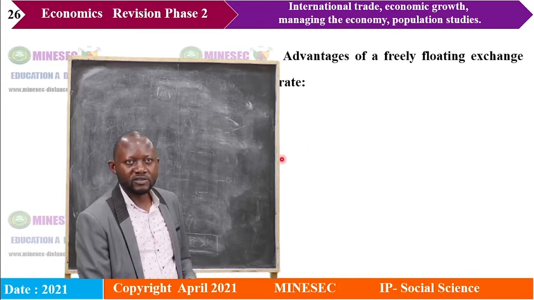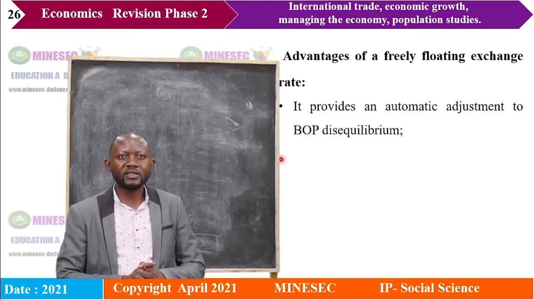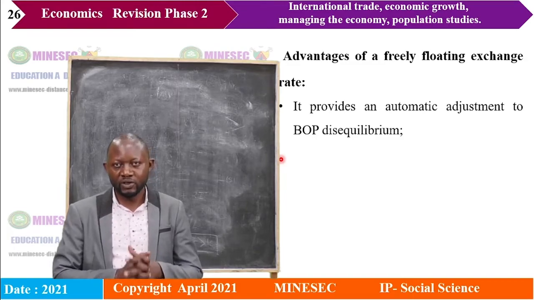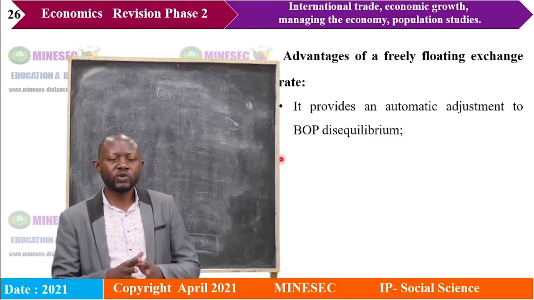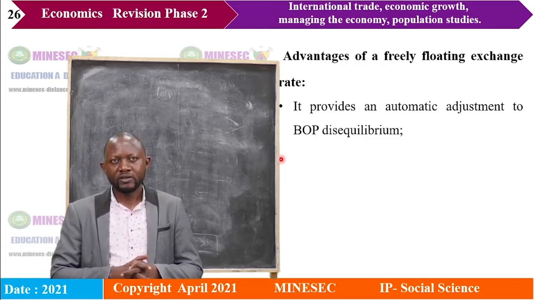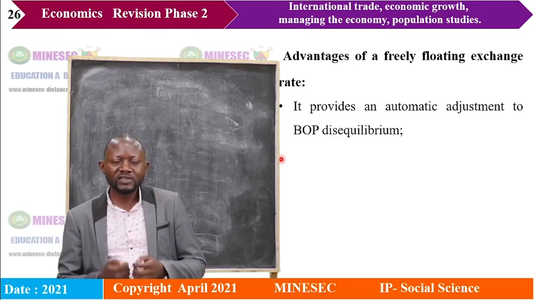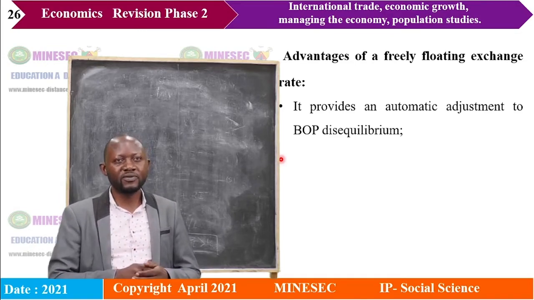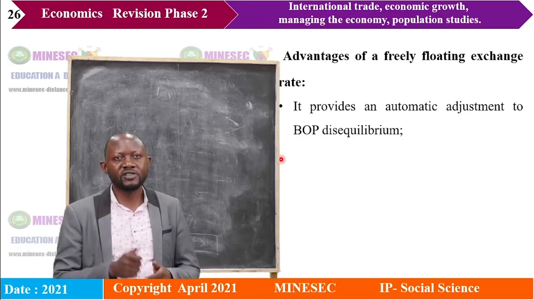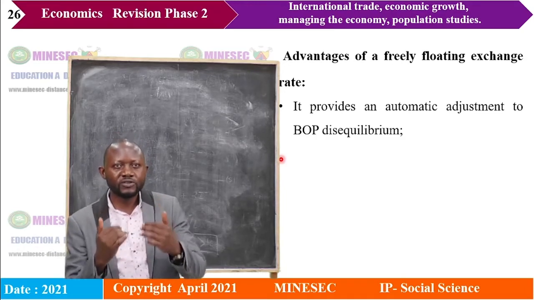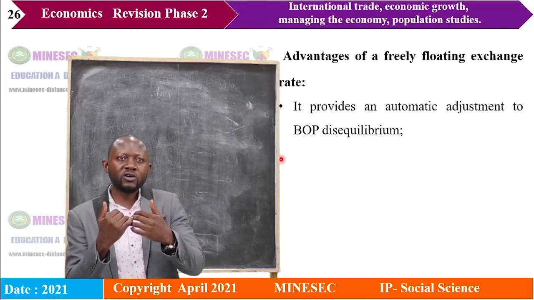Let's look at the advantages of a freely floating exchange rate. We'll start with the fact that it provides an automatic adjustment to balance of payment disequilibrium. Let's assume that the disequilibrium is a balance of payment deficit. The deficit usually occurs when we import more and export less. When we're importing more, there's an increase in the supply of CFA, or supply of a currency, in the foreign exchange market. And when the supply of the currency increases, what is going to happen? The exchange rate falls. When the supply of anything increases, the price falls, so the exchange rate falls. That means the currency tends to depreciate.